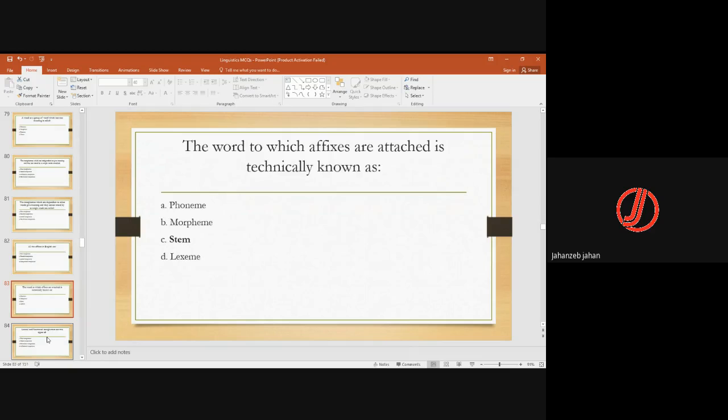The word to which affixes are attached is technically known as stem. Like faithful is a stem, unfaithful के लिए un लगा दिया, तो वो एक affix है, यानी prefix लगा दिया. Full लगा दिया, faith के साथ अगर full लगा देते हैं, so that is also a stem, like affix, यानी suffix लगा दिया. Ness लगाएं उसके end में, तो वो भी एक affix है, यानी suffix लगा दिया. So faith is the stem for it.